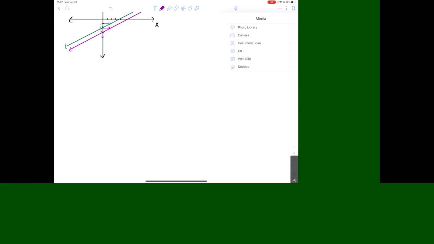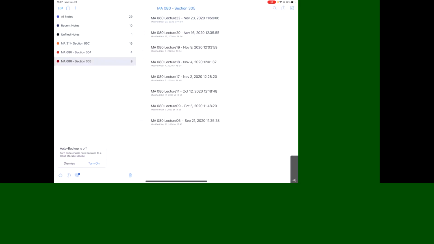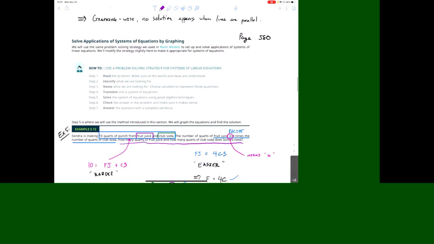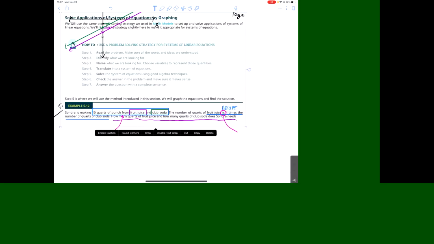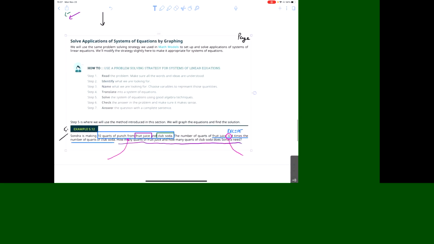All right, it came from the other lecture. Hold on, let me pull it this way. Section 305. So copy this. I'm going to paste it here in our lecture. Paste. All right, and then I'll erase all these things because I have to talk about this again anyway.